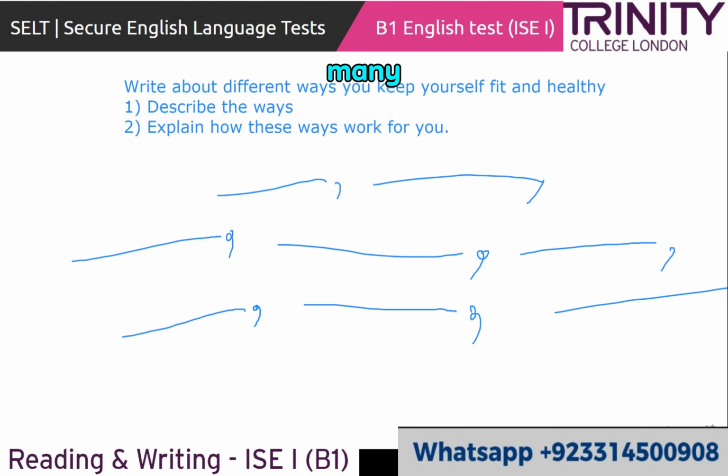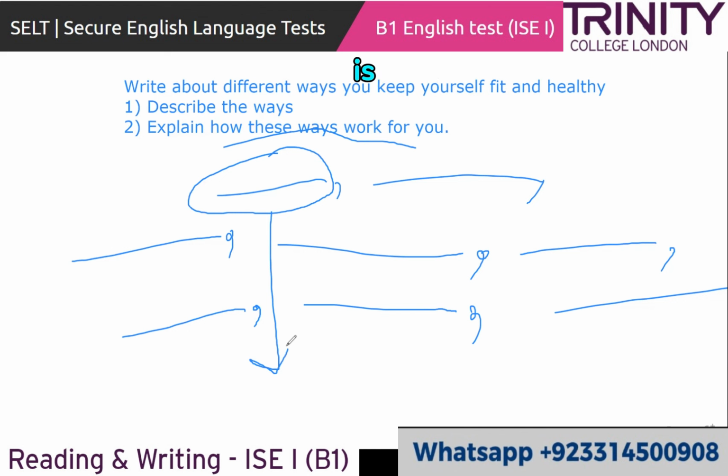I don't know, there are many ways you can think of them. Not drinking sodas or fizzy drinks. Not having a lot of sugary food. Explain how these ways work for you. Secondly, I want to explain how these ways work for me. Drinking a lot of water is a good way to keep fit and healthy. Do you understand?